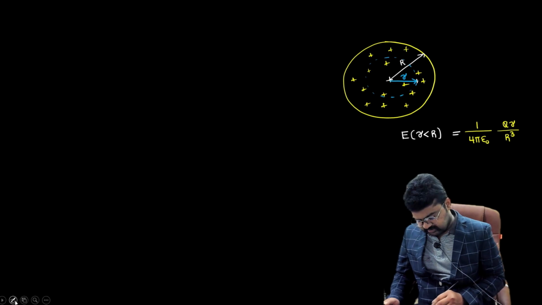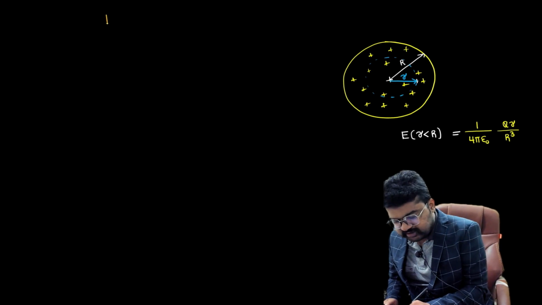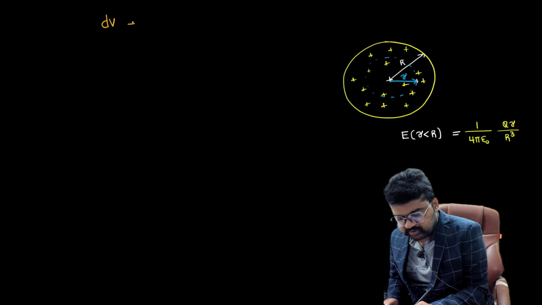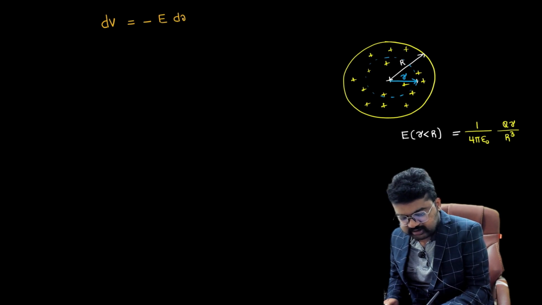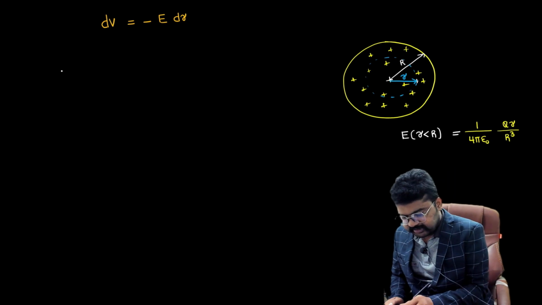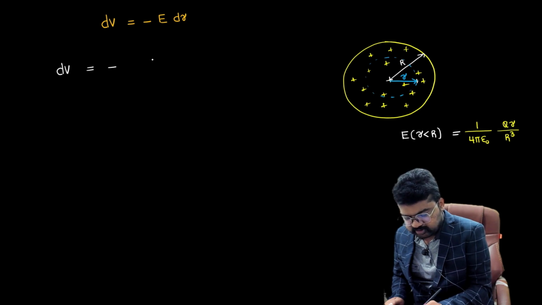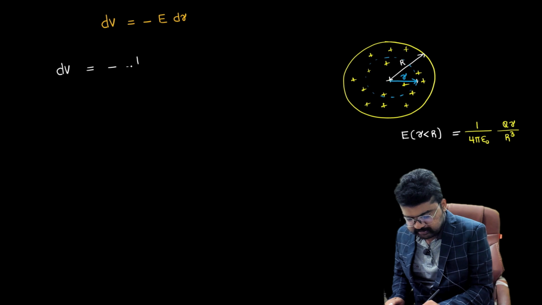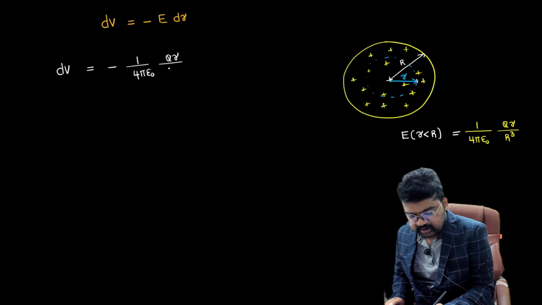In the same manner we need to apply this. dV = minus E bar dot dr bar. Now just observe, how we apply the boundary conditions is important. E is nothing but 1/4πε0 Q times R/r cube, dr.